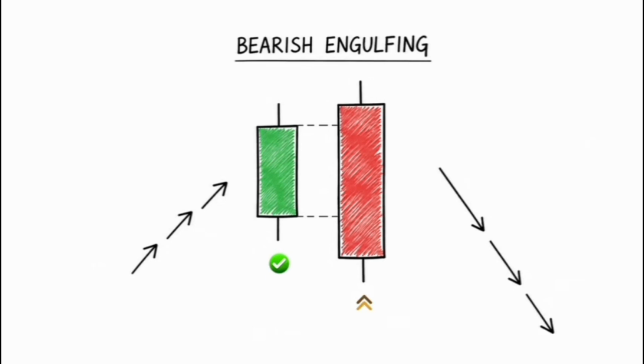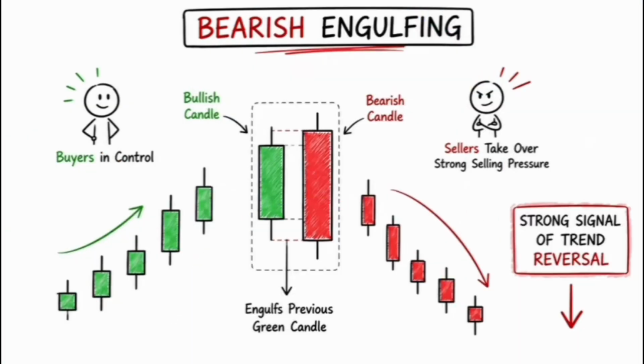This pattern tells us that buyers were initially in control of the market, but sellers suddenly stepped in with such strong selling pressure that they completely engulfed the previous bullish candle and formed a large bearish candle. That's why the bearish engulfing pattern is considered a strong trend reversal signal.